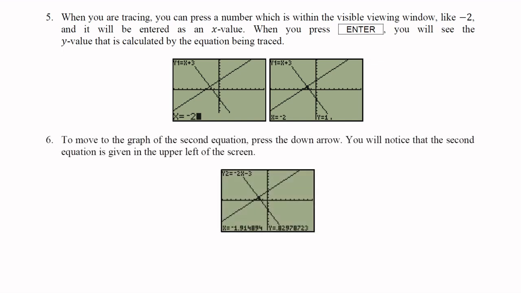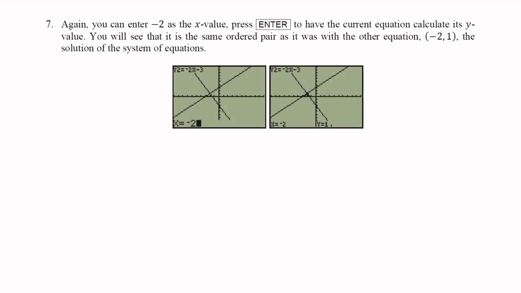Now we need to move to the graph of the second equation by pressing the down arrow. You'll notice that the second equation is given in the upper left of the screen. Now we are going to go through the same process. Again, we're going to hit -2 as our x value, and we're going to hit enter to have the current equation calculate its y value. You will see that it is the same ordered pair as it was with the other equation, -2, 1. So this would be our solution to the system of equations.